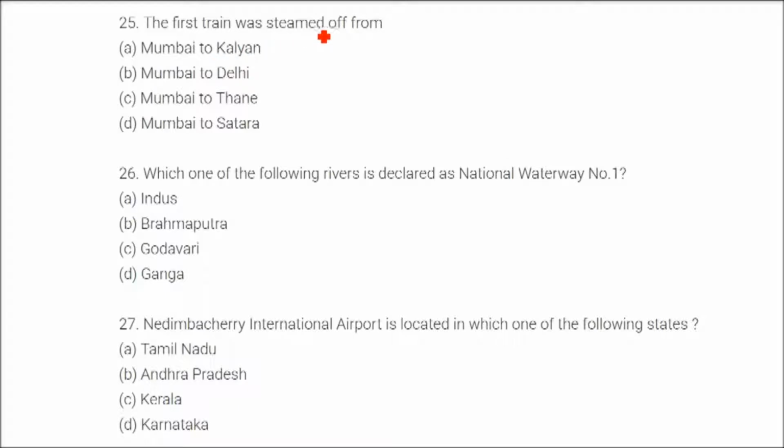The first train was steamed off from Mumbai to Thane. Around 30 plus kilometers it was, just 34 I guess. So 25 is Mumbai to Thane. Which one of the following rivers is declared as National Waterway number 1? The answer is Ganga. Nedumbassery International Airport is located in which state? The answer is Kerala.